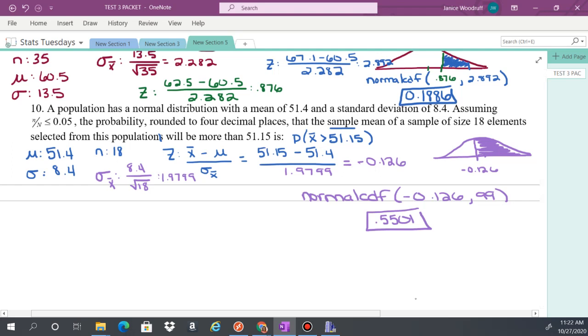All right, and that's everything for 7.3, 7.4. Do you guys have any questions about any of these problems? Any questions? All right. So we will continue on Thursday with 7.5 and 7.6.